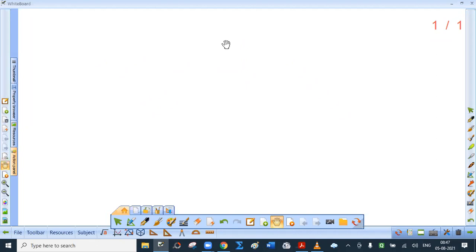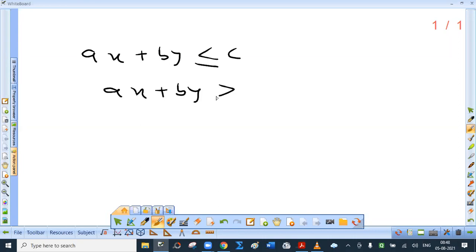That is, we will be considering two or more linear inequations and we'll try to find a common solution. Now the relations ax plus by less than c or ax plus by less than or equal to c, ax plus by greater than c or ax plus by greater than or equal to c, where a, b, c are real constants and a and b cannot be 0 at the same time, are called linear inequations in two variables x and y.